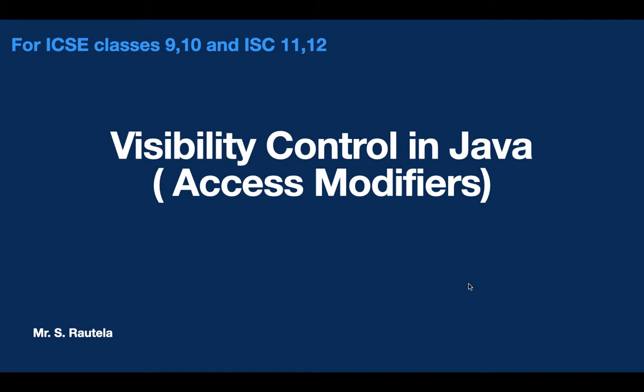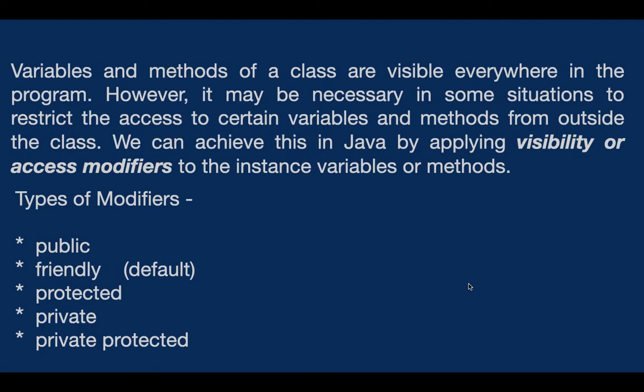So let's begin. Now, variables and methods of a class are visible normally everywhere in the program. However, sometimes it is necessary that in some situations we need to restrict access to certain variables and methods from outside the class. So at times we need to restrict their access. We can achieve this in Java by applying visibility or access modifiers to those instance variables and methods. By applying these access modifiers, we can restrict their access or we can allow them.